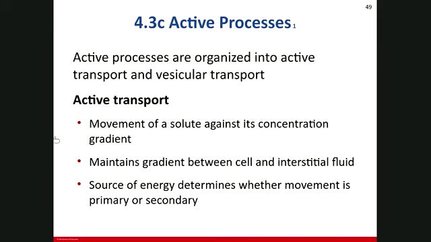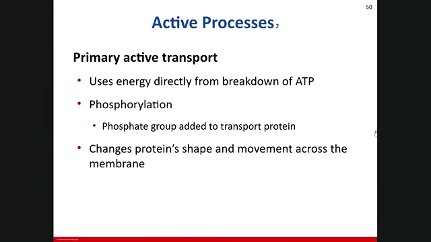First, I want to talk about the primary active transport. In the primary active transport, we use the energy directly from breakdown of ATP. You know that the ATP is a source of energy which is made in the mitochondria, and then this ATP can be used for primary active transport. For this type of transport, we need a process which we call phosphorylation.